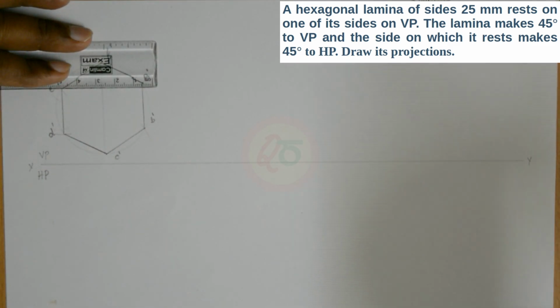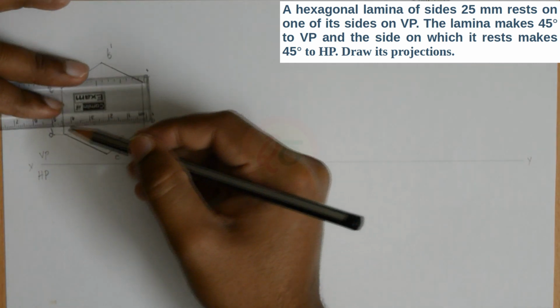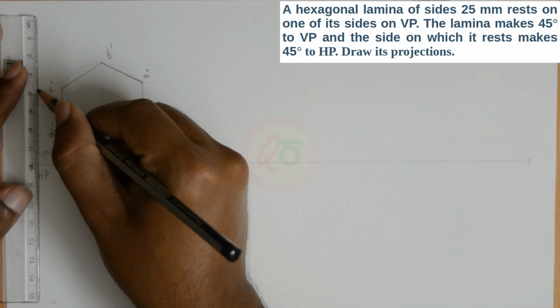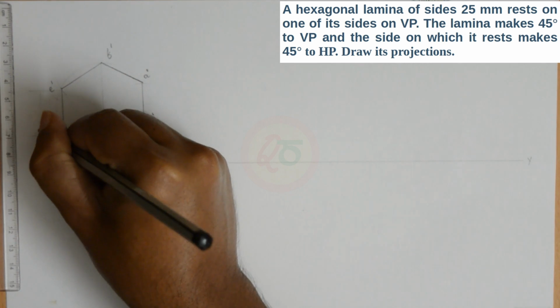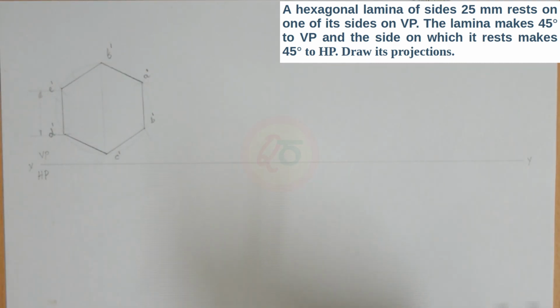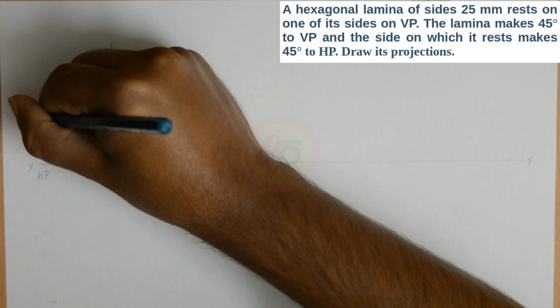Now I'll dimension the hexagon. Use a 2H pencil. Fill arrows in a 1:3 ratio. 25. Use a 2B pencil.